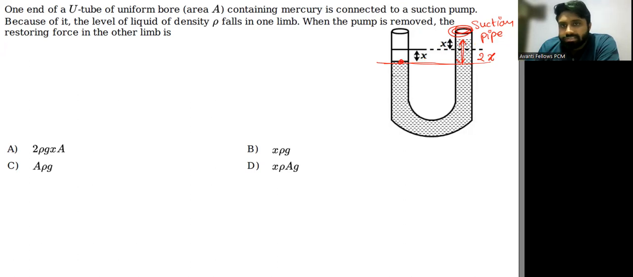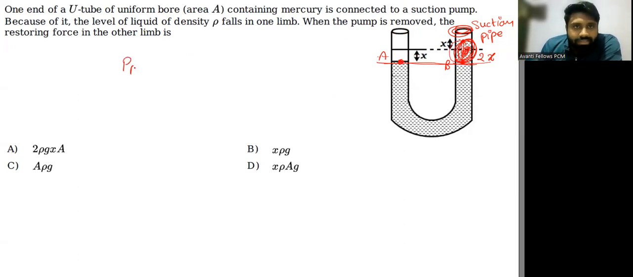Now, according to Pascal's law, the pressure at this point will be the same. Let's say this point is A, this point is B. So the restoring force is nothing but the force applied by the weight of the mercury. Got it? Now we are going to calculate the pressure, and with the help of pressure we will calculate the force.